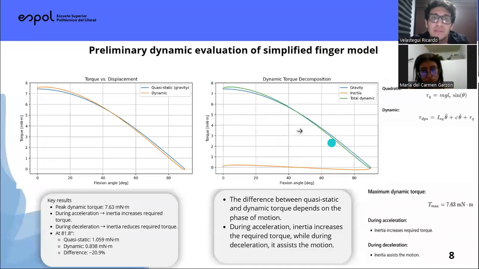Using the dynamic formulation, we calculate the torque required during flexion by comparing a quasi-static model based only on gravity with a dynamic model that includes inertia. The difference between both models corresponds to the inertial contribution, which increases torque during acceleration and assists the motion during deceleration. The maximum torque obtained was 7.63 millinewton-meters. This value corresponds only to the simplified one-DOF finger model and not to the complete 3-loop mechanism.